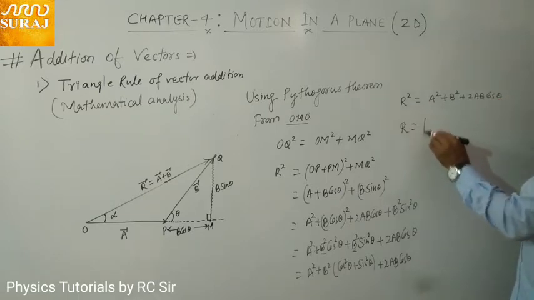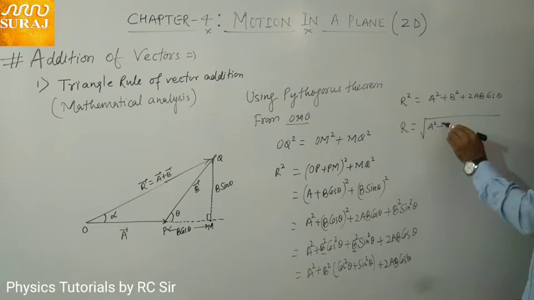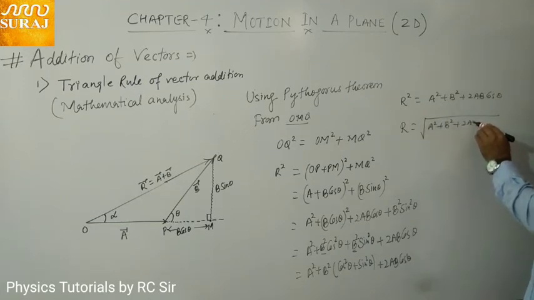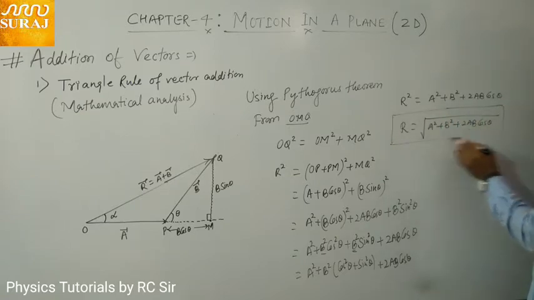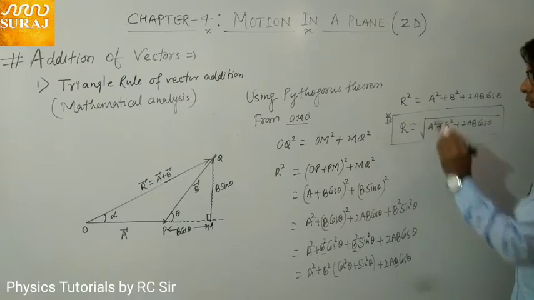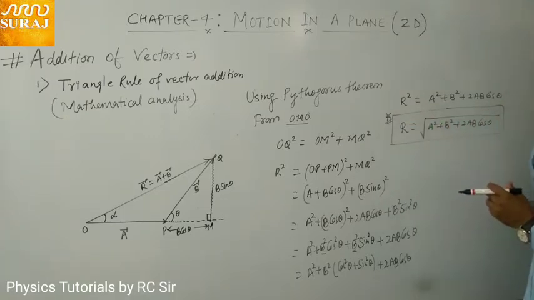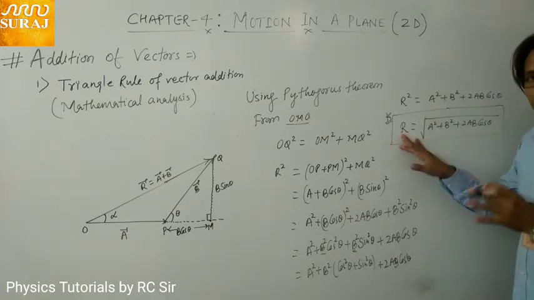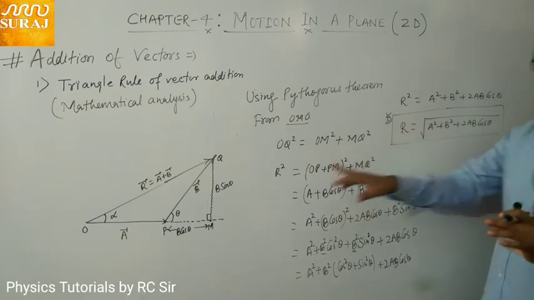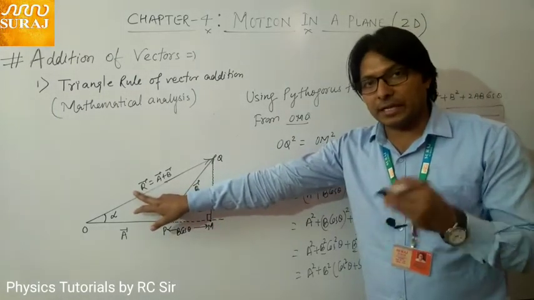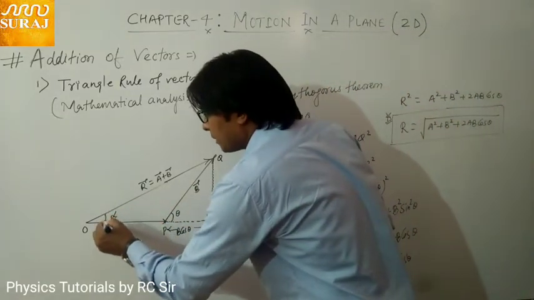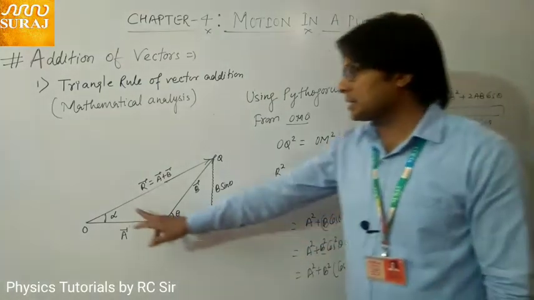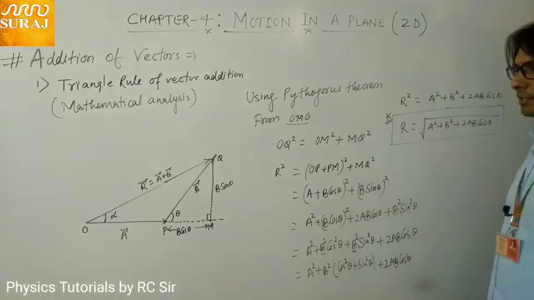This R can be written as root of A square plus B square plus 2AB cos theta. So this is a very important formula of addition of vectors using the triangle rule, or you can say the important formula of vector addition. Here R is the magnitude of the resultant vector, but this R is a vector which also possesses direction. So we will also derive the formula of this alpha angle, which gives the direction of this resultant vector using this triangle.